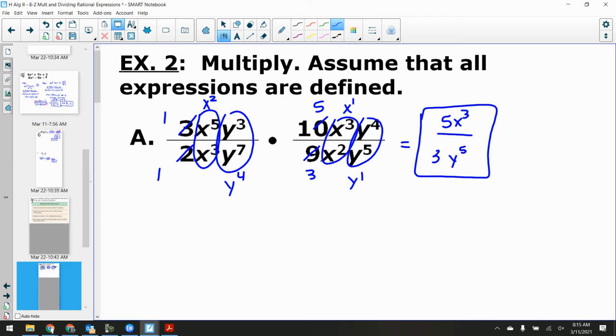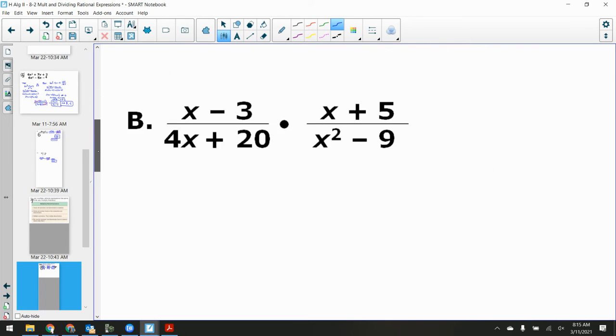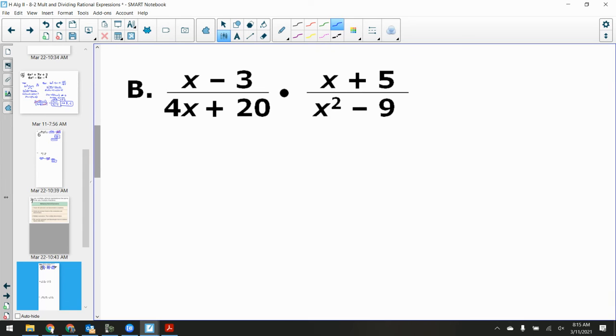Okay, let's try again. Let's keep going with this. Now, this is no longer monomials, now I've got binomials. So the process remains the same. Reduce it down. See, the first problem, I didn't even need to reduce down anything, right? There was nothing to factor down. They were all monomials. Here, I've got things to factor.